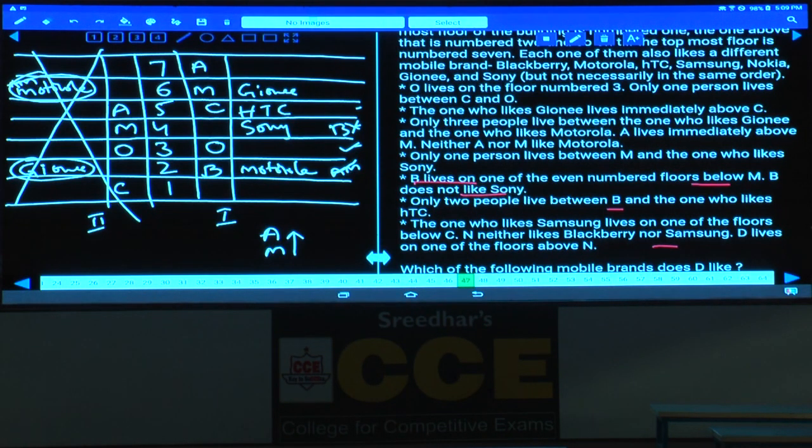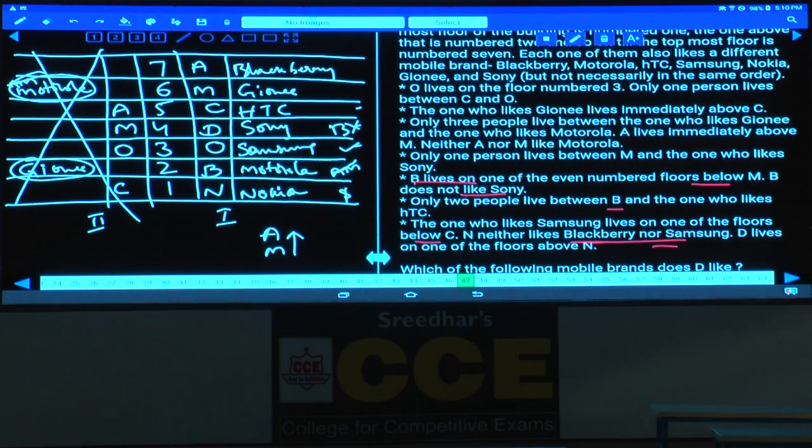D lives on one of the floors above N. As D lives on one of the floors above N, D is here, N will be here. As N neither likes BlackBerry nor Samsung, and Samsung cannot be here, and Samsung is on one of the floors below C, hence Samsung must be O. And if O likes Samsung, and BlackBerry is not liked by N, the BlackBerry must be on the 7th floor, the one who likes BlackBerry is on the 7th floor, then which is left over here? Nokia. And the person who likes Nokia must be on the ground floor.